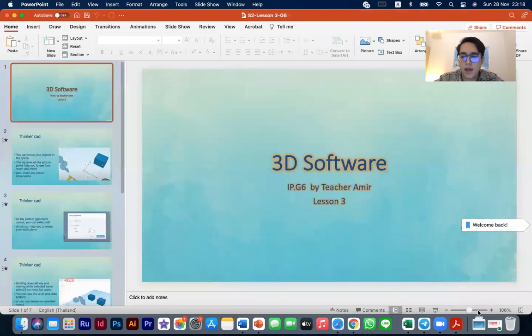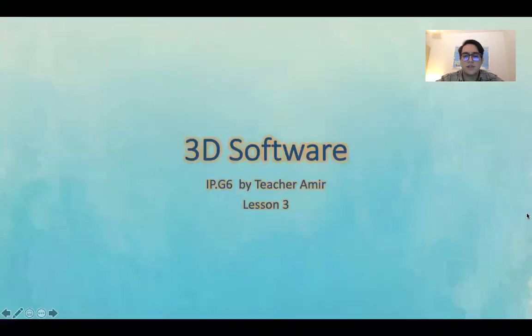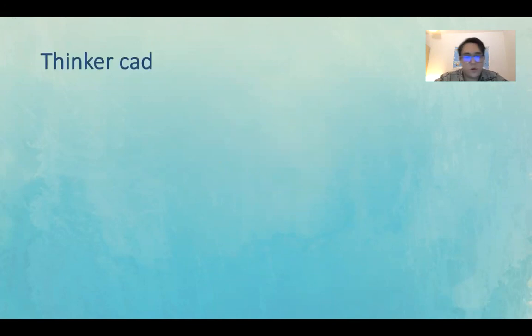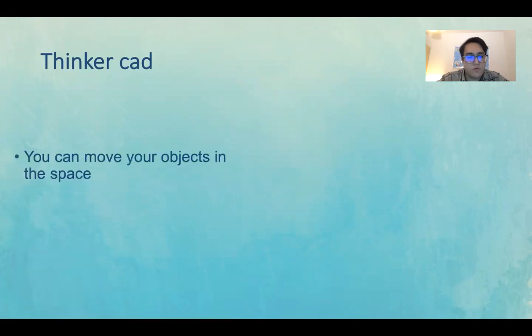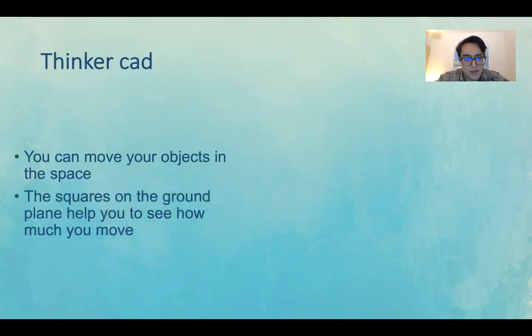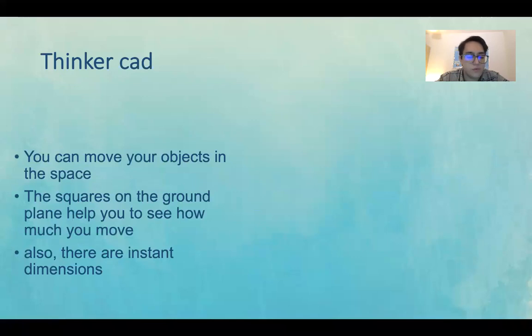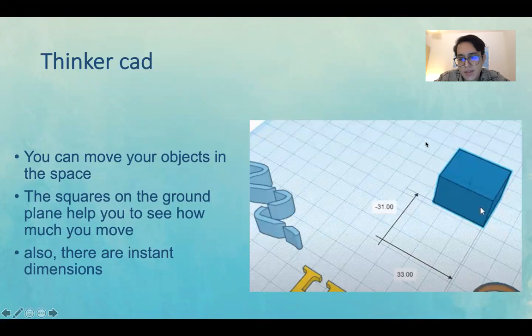Today we are having our new lesson number 3 of semester 2, and this is our 3D software lesson. As you remember, we're talking about Tinkercad. You can move your objects in the space. The square on the ground plane helps you to see how much you move. Basically, when you move, these small blue squares are a symbol of how much you are moving.